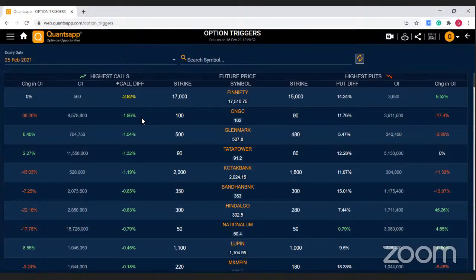So you can analyze that if it's on the white side, it means the highest call and the highest put are very far from their future price. If the difference is between 2 to 5%, it means the stock is near to its highest call and highest put. And if you see the difference of the highest call from the future price is at the green level, then you should be more cautious in those stocks, looking into how the option writers are doing.